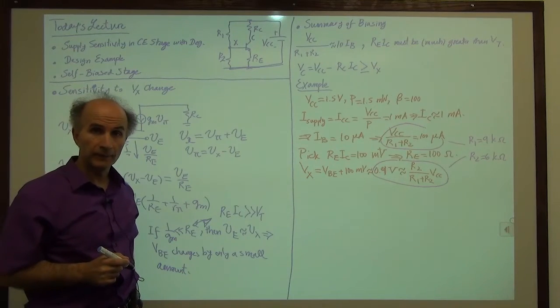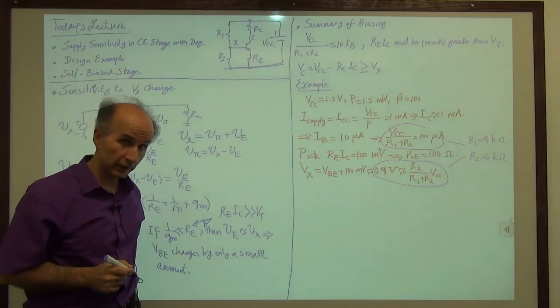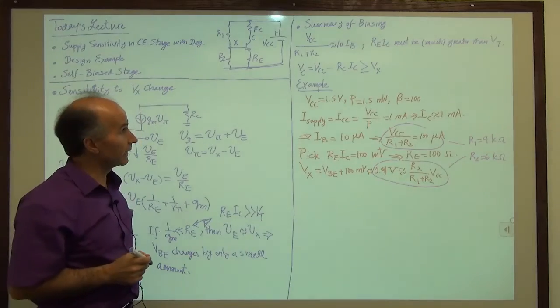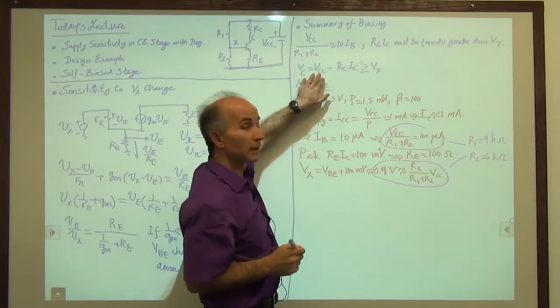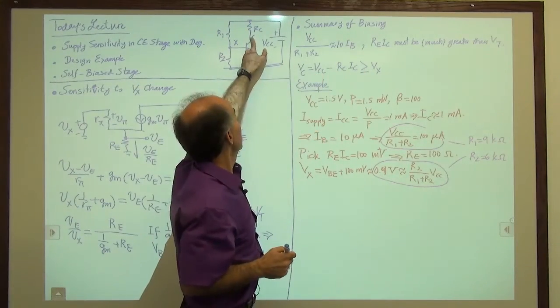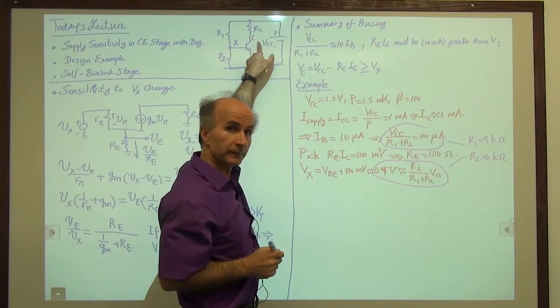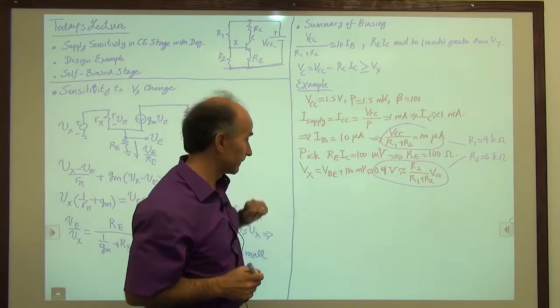What else do we need to do? Well, we need to find the collector resistor. We said that we have this limitation. This voltage that you see here cannot be too low. So let's go ahead and do that.